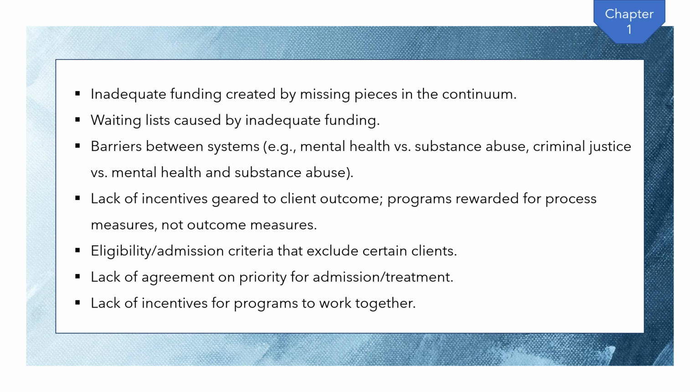Barriers between systems, e.g., mental health versus substance abuse, criminal justice versus mental health and substance abuse. Lack of incentives geared to client outcome. Programs rewarded for process measures, not outcome measures. Eligibility and admission criteria that exclude certain clients. Lack of agreement on priority for admission and treatment. Lack of incentives for programs to work together.